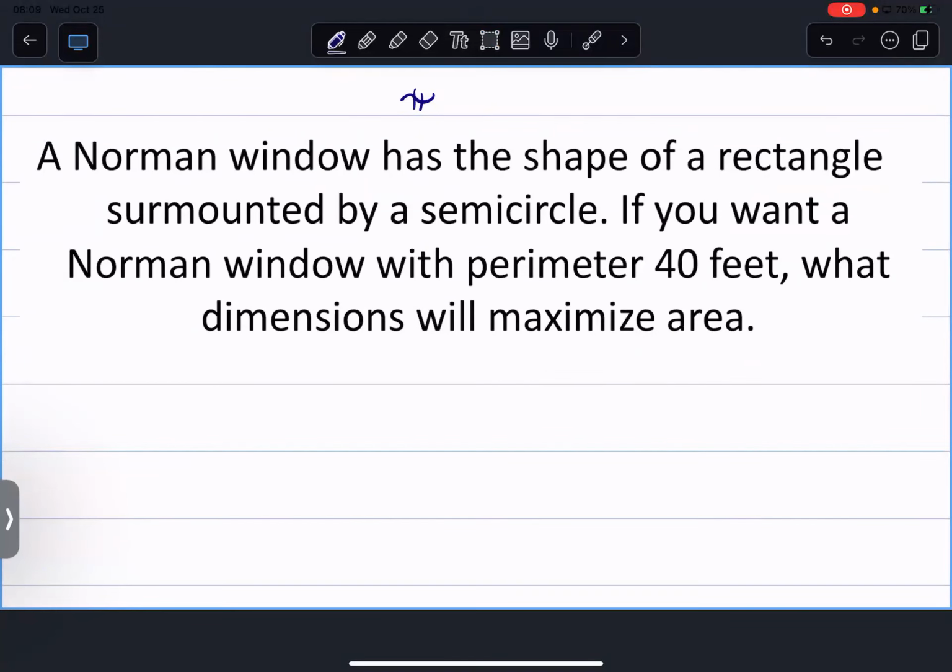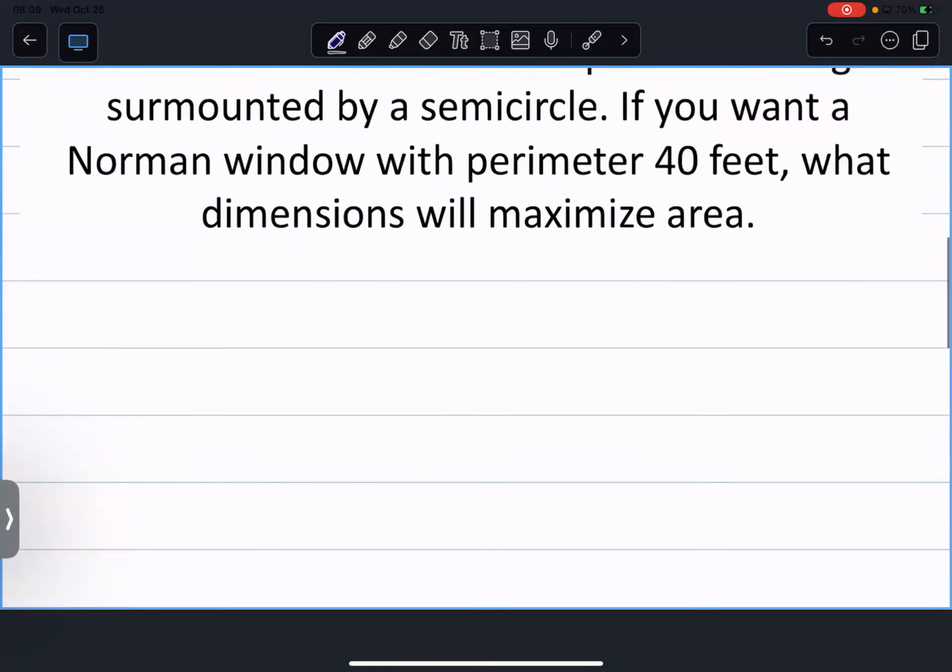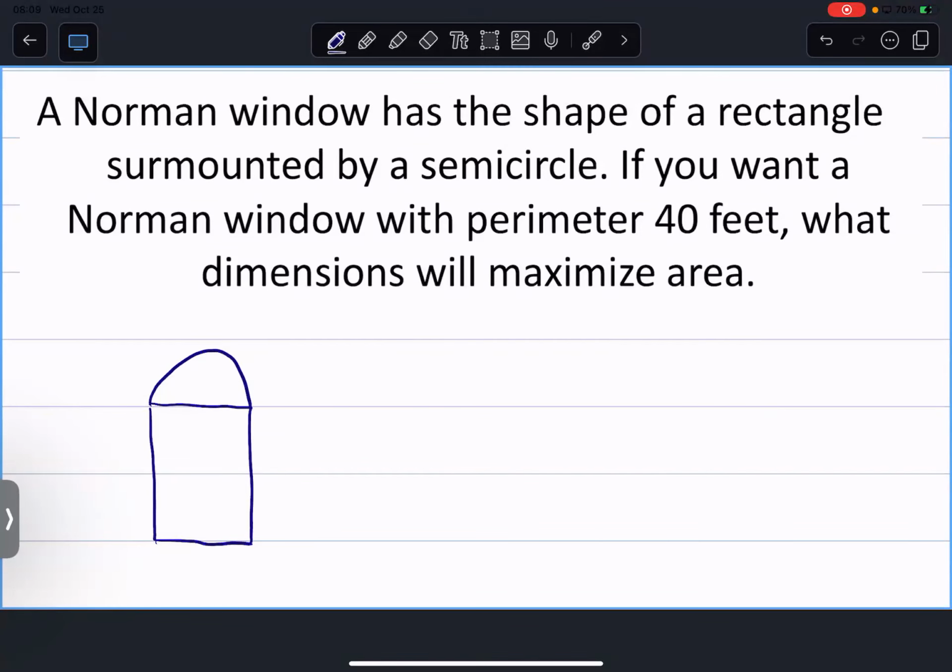Okay. So a Norman window has the shape of a rectangle surmounted by a semicircle. So it looks like this. So it's got a rectangle here, and then it's got this semicircle, but it's kind of a bad semicircle. Still bad, but whatever. Arguably worse. Fine. I can't hack it. There. Beautiful. Okay.